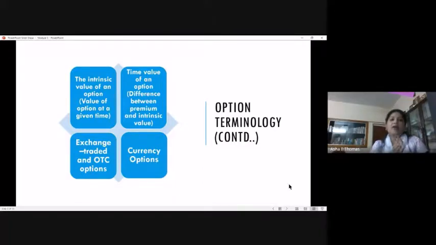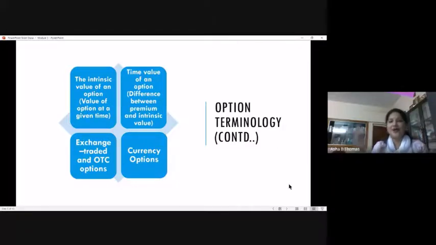Now, most of the options we are discussing are in the regular standardized market, but there are options which are traded as customized transactions between the parties over the counter. So there are exchange traded options as well as OTC options that happen as a customized contract between the parties. But the most popular ones are those that are happening in the stock markets.